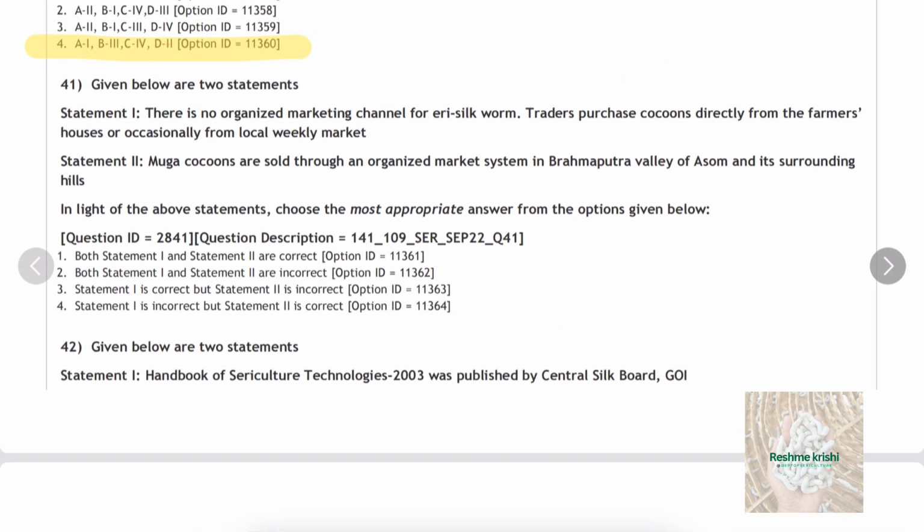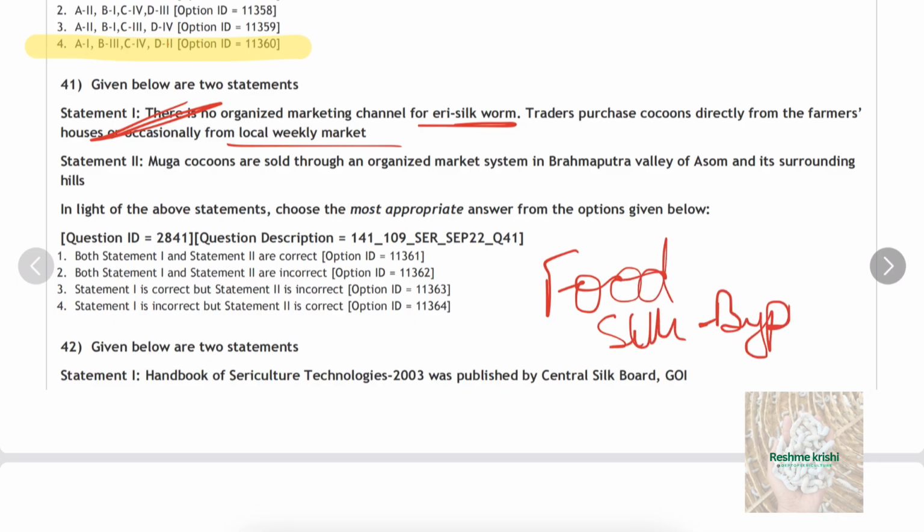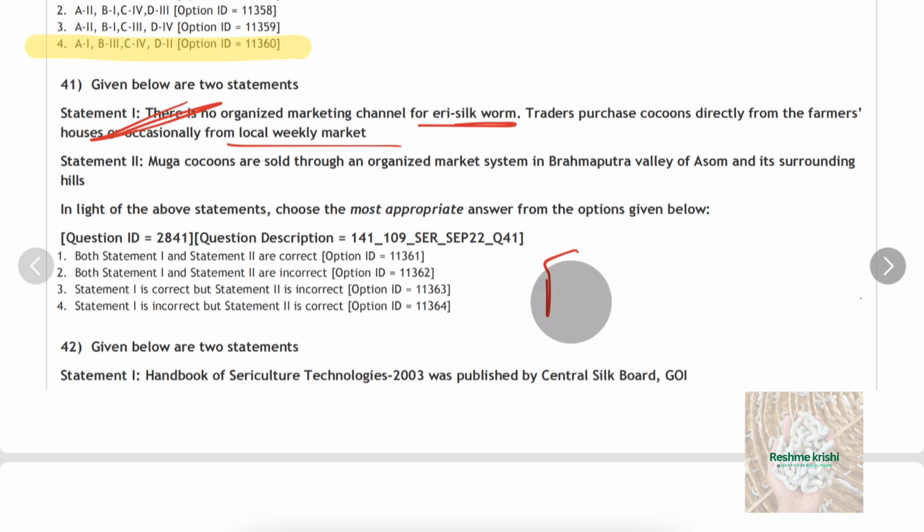There is no organized marketing channel for Eri silkworm. Traders purchase cocoons directly from farmers' houses and weekly markets. This is true. You know why? Actually, my professor always used to say, Eri is for the food, not for the silk. Silk is the byproduct. Food is the main product, right? So if it is like that, then the proper system won't be there. But Muga at present has a proper, organized market.